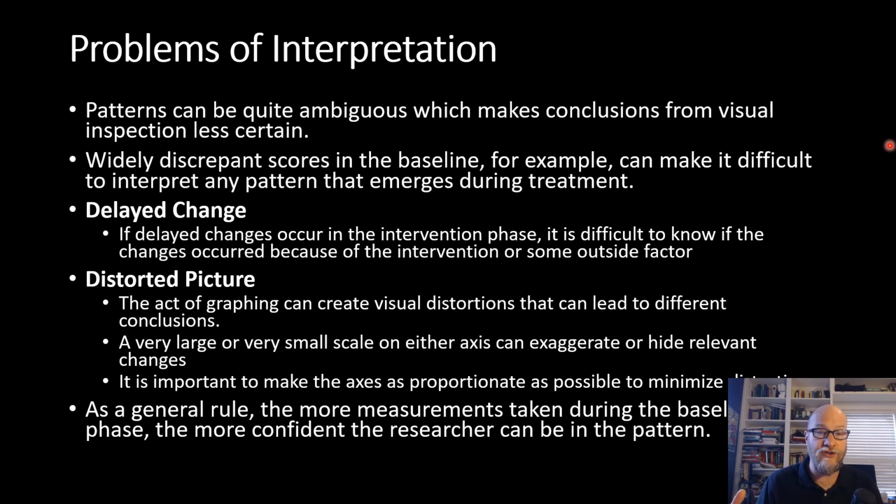The scale that you use on either axis, being very large or very small, can certainly exaggerate or hide relevant changes. So it's important to make the axes as proportionate as possible to minimize distortion. Do your best to make them relatively proportionate to one another. As a general rule, of course, the more measurements taken during the baseline phase, the more confident you can be in interpreting the pattern. But let's look at an example of distortion.